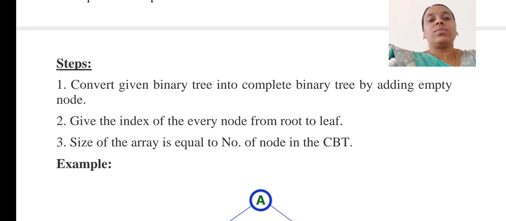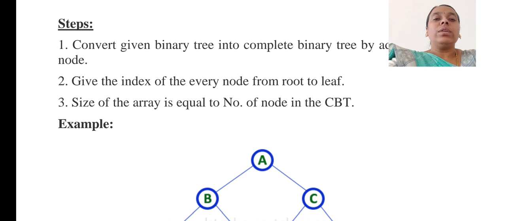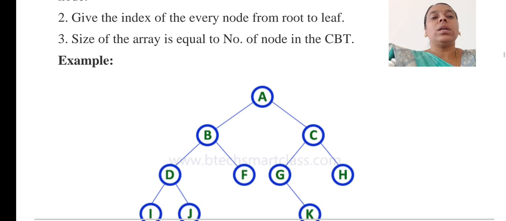These are the steps to convert to a complete binary tree. First of all, the given binary tree is converted into a complete binary tree by adding empty nodes. What is a complete binary tree? Every node has two children and all the leaf nodes are at the same level. That is the rule for a complete binary tree. Second, give an index to every node from the root to the leaves, and the size of the array is equal to the number of nodes in the complete binary tree.